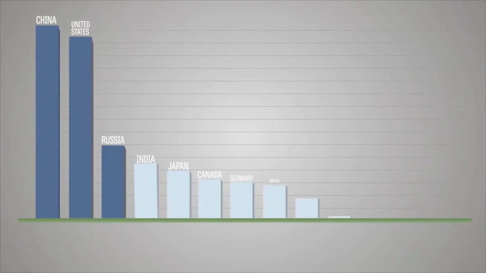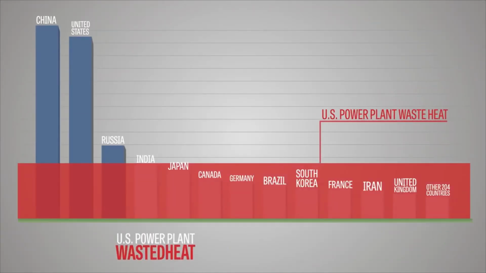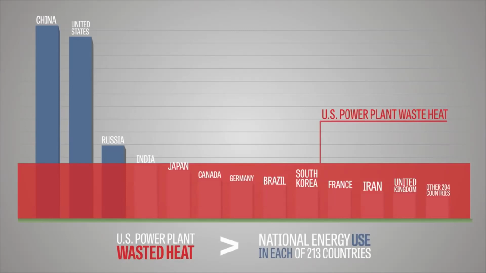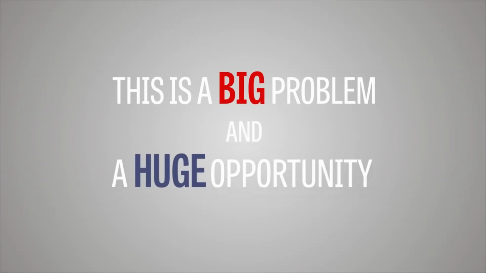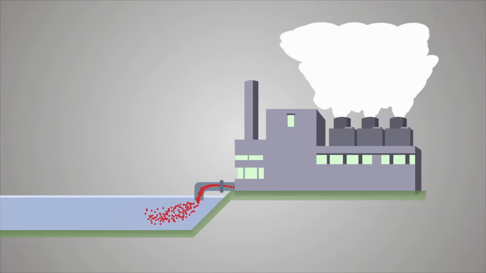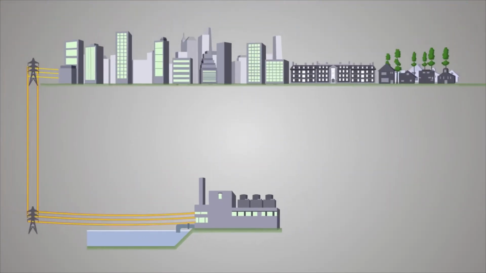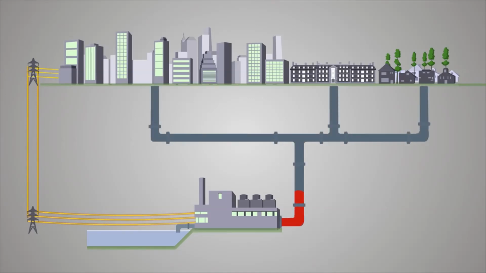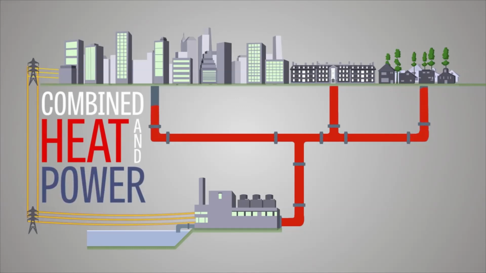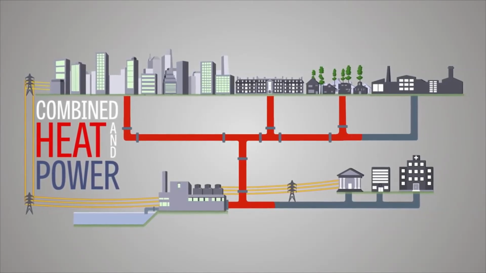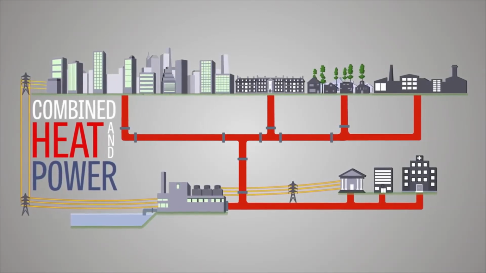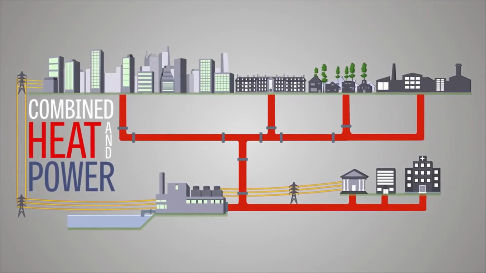The waste heat from U.S. power generation exceeds the total national energy use in all but three of 216 countries. This is a big problem and a huge opportunity. District energy systems capture and reuse waste heat, distributing it through underground piping to provide energy services to buildings in cities, campuses, or communities. Also known as combined heat and power, or CHP, that recovered heat provides space heating, hot water, and process energy for buildings in cities, communities, and campuses, as well as industry, healthcare, airports, and military bases. It can even provide air conditioning.